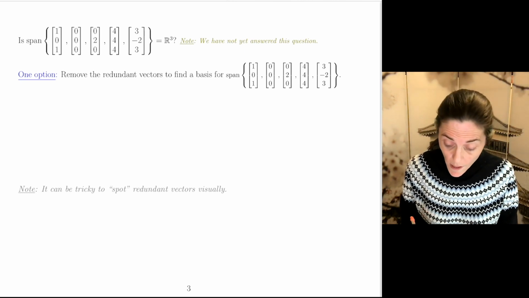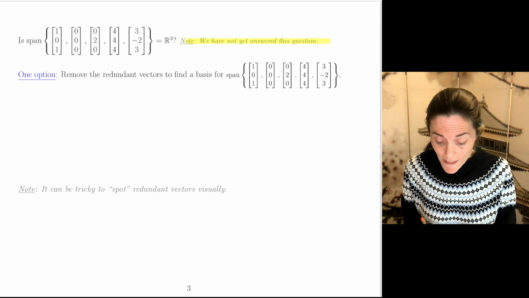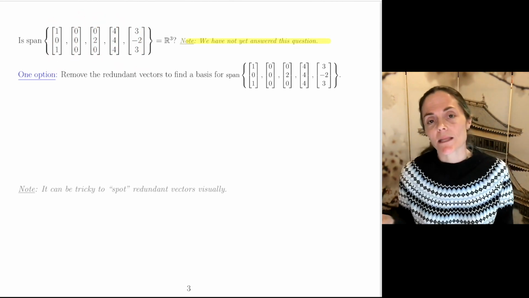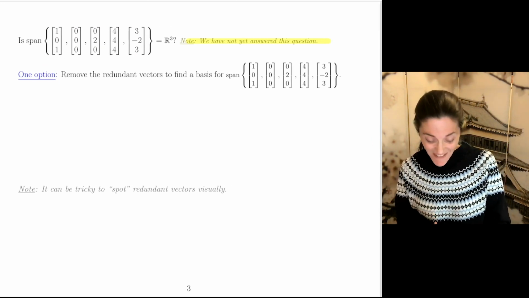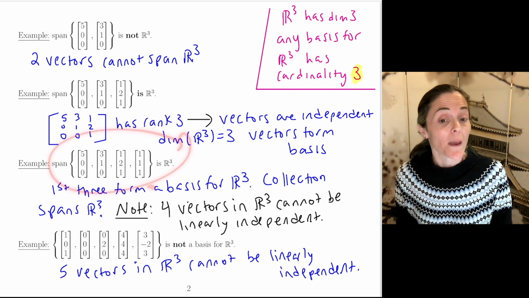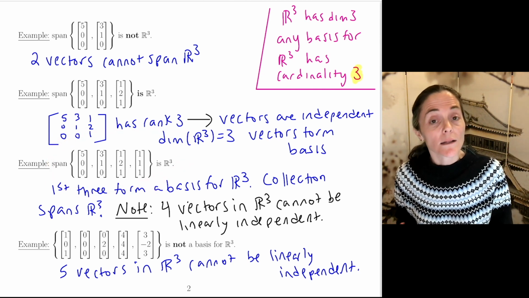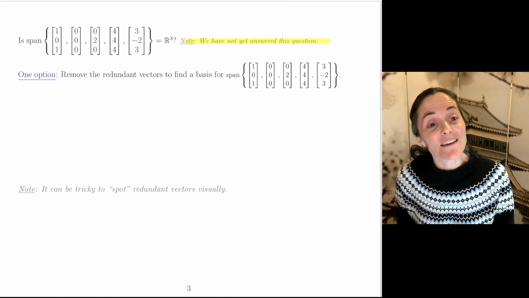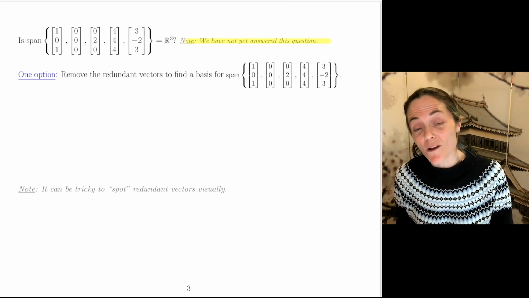And this is an important comment here. We have not yet answered this question. Just because they're linearly dependent, it doesn't mean the span's not R3. Because, for example, here's a collection of linearly dependent vectors, but the span is all of R3. It all depends. We don't know. So how can we figure out if the span of these 5 vectors equals R3?